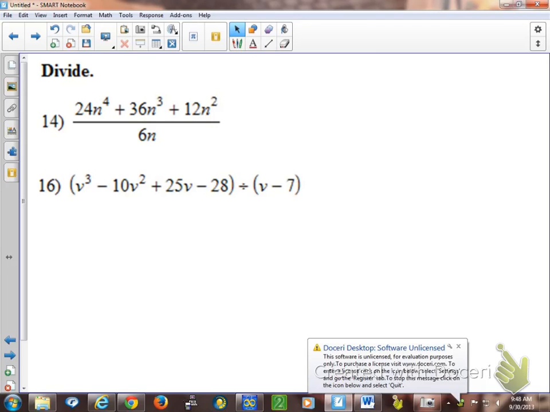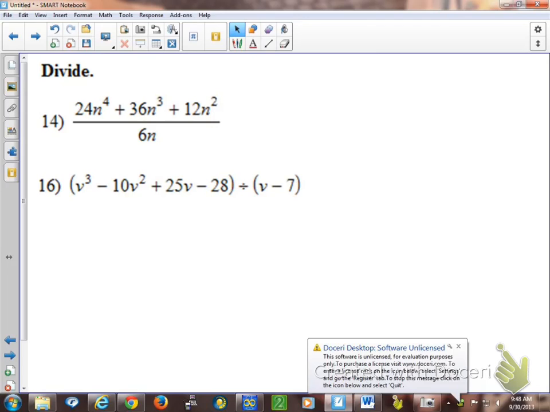This was on the last quiz. Is this synthetic? One is not synthetic. Eight, this one is not. By that you mean 16 is synthetic. Yes, 16 is synthetic. V minus 7 is a binomial. When you divide by a binomial, because it's two terms, then it's synthetic. 14, however, is just one term, so it's one term at a time.